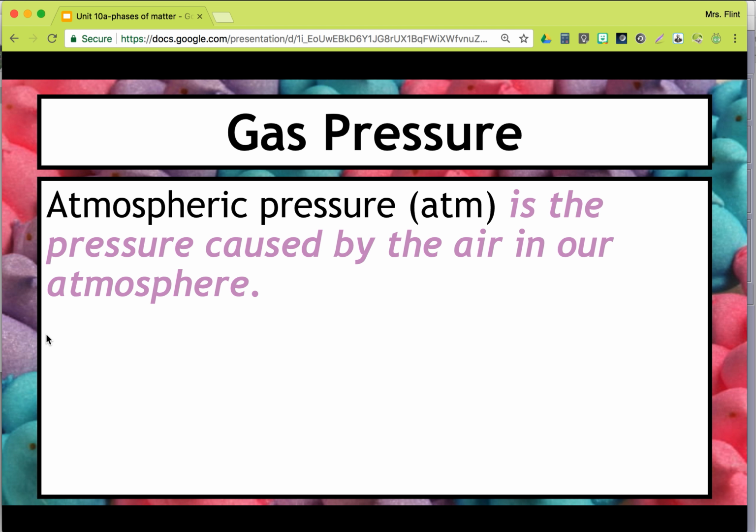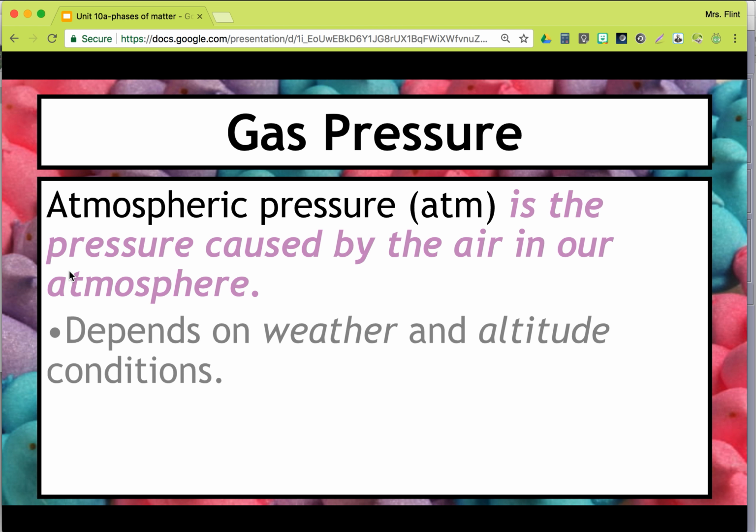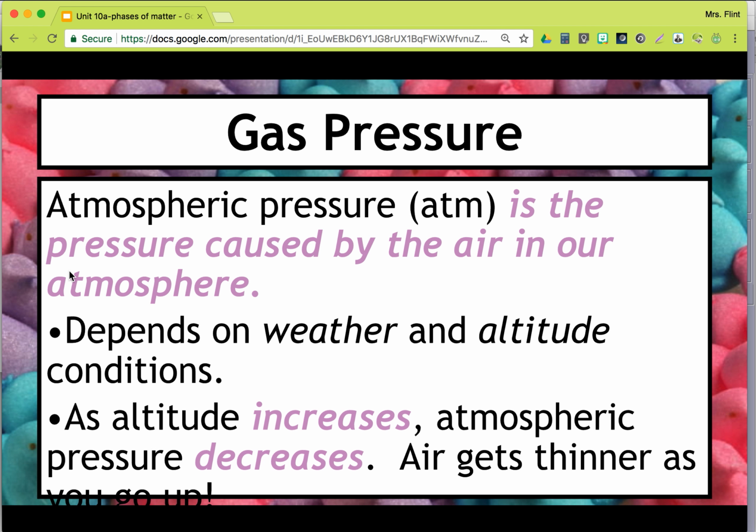Atmospheric pressure, ATM, is the pressure caused by the air in our atmosphere. This is going to depend on weather and altitude conditions. As altitude increases, atmospheric pressure decreases. Air gets thinner as you go up. If you've traveled in an airplane, you know that as you go up, your ears will usually have trouble equalizing the pressure. You'll have to swallow or chew gum because the pressure is different when the plane is up in the air versus on the ground.